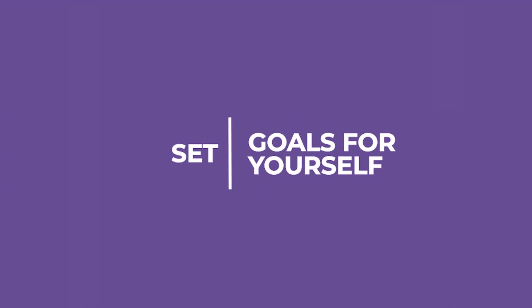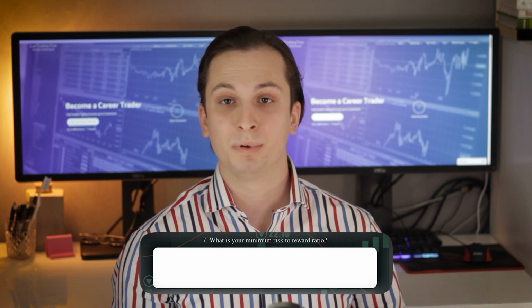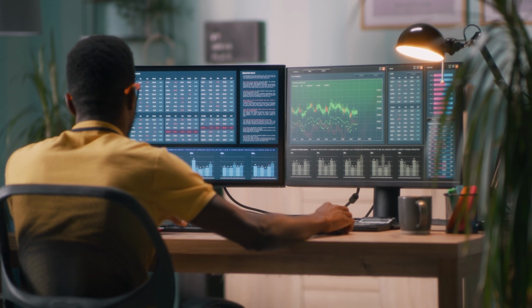Number 3, you need to set goals. Before you enter a trade, set realistic profit targets and risk-to-reward ratios. What is the minimum risk-to-reward ratio you will accept? Many good traders will not take a trade unless the risk-to-reward ratio is at least 1 to 3.